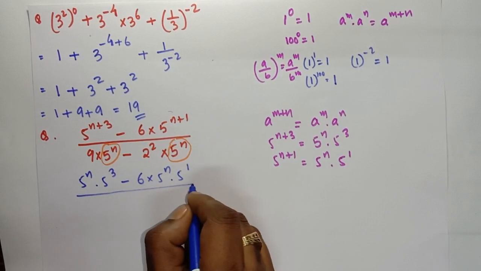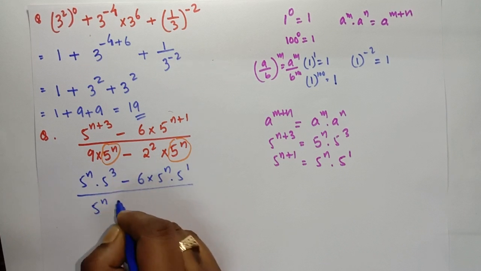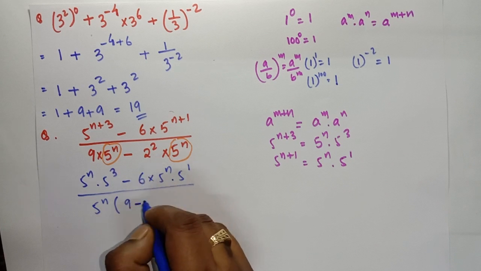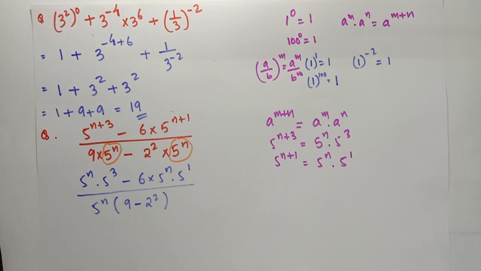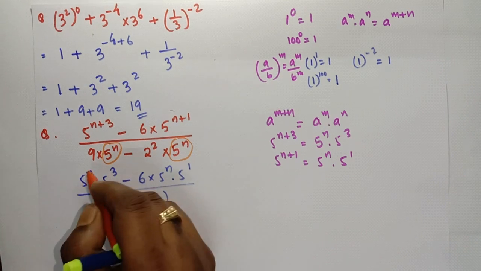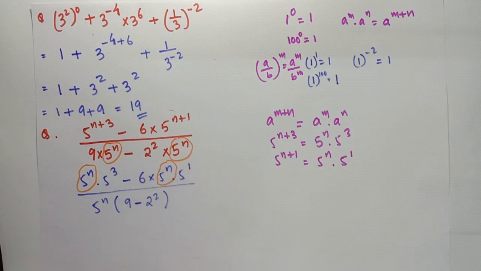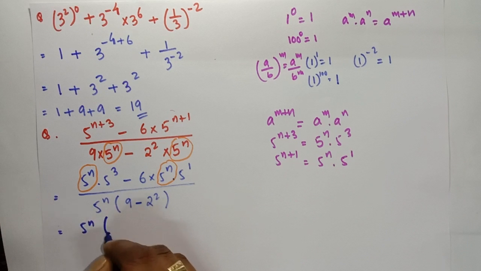Similarly, in the lower one, you can see 5 to the n, I can take common. So 5 to the n common. So what is left inside? 9 minus 2 square. Okay, so we got this. Now what can I do in this? You can see here in the numerator 5 to the n is the same, so I can take it common. So 5 to the n will be common. So what will be left inside?